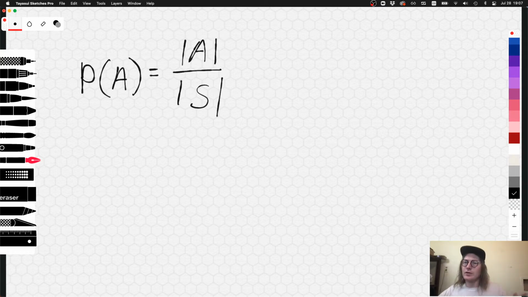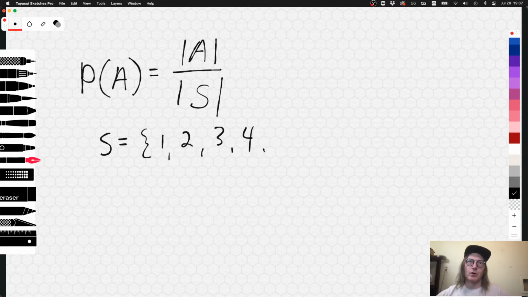Let's think of another die example. Let's use a simpler die. We have a 6-sided die, and so our sample space is just going to be 1, 2, 3, 4, 5, 6. And we're going to define A with a rule. So A is going to represent the set that contains outcomes where there's an even number of pips.